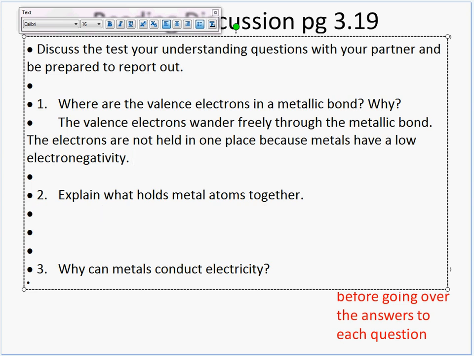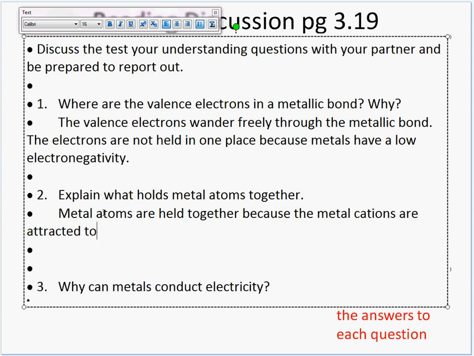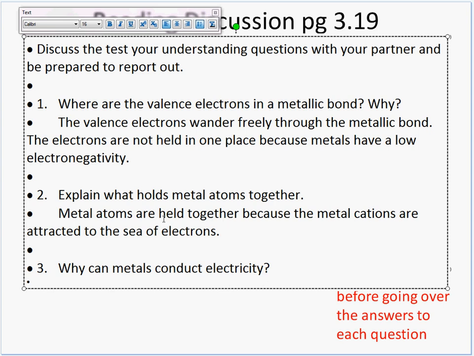Number 2, explain what holds metal atoms together. Metal atoms are held together because the metal cations are attracted to the sea of electrons. Electrons are negative, so they form a field of negative charge. Cations are positive, they're attracted. Okay, so there we go. Discuss number 3 as a class. Make sure to pause the video, and when you're ready, unpause it.